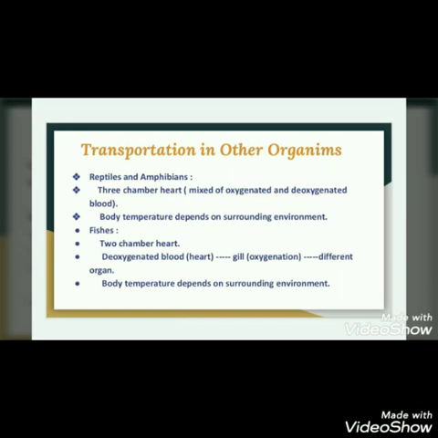Now let us study how transportation takes place in other organisms. In reptiles and amphibians, there are only 3 chambers of the heart. So, there is no separate chamber for the oxygenated blood and deoxygenated blood. As such, in reptiles and amphibians, both the oxygenated blood and deoxygenated blood are found mixing.